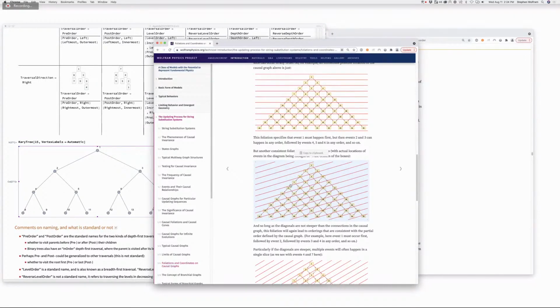But this is a different ordering. This is a different way of making the sort of, I don't know what kind of ordering it is. It's an ordering, but some things can be done in parallel. Make sense? Yep.